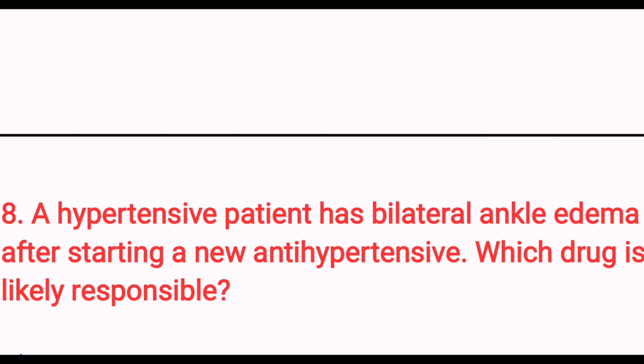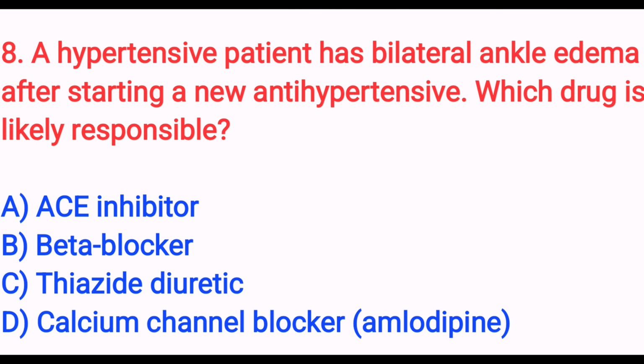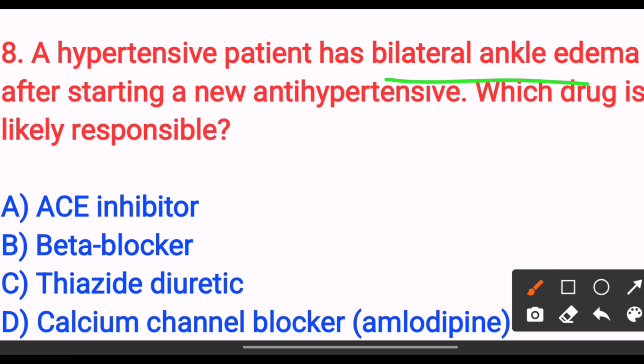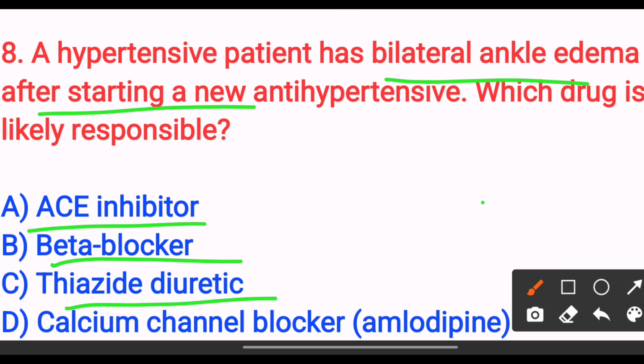Next, a hypertensive patient has bilateral ankle edema after starting a new antihypertensive. Which drug is likely responsible? Option A ACE inhibitor, option B beta blockers, option C thiazide diuretic, option D calcium channel blocker. The answer is option D, calcium channel blocker, because dihydropyridine calcium channel blockers can cause peripheral edema. So the answer is option D.